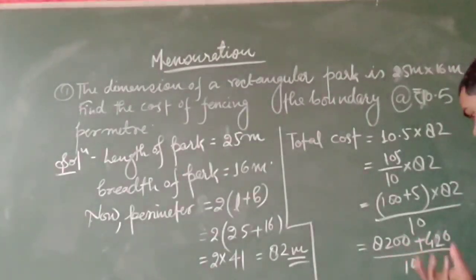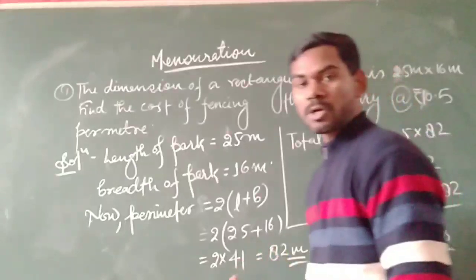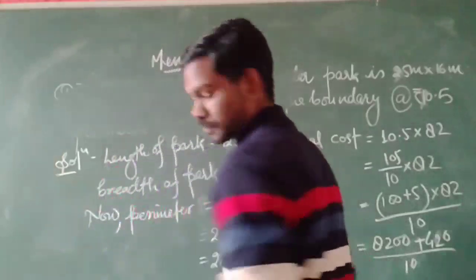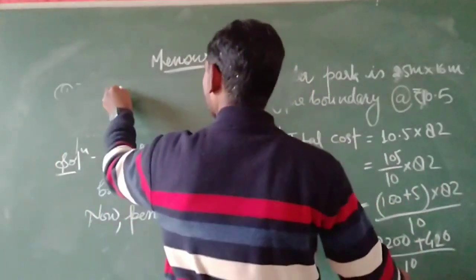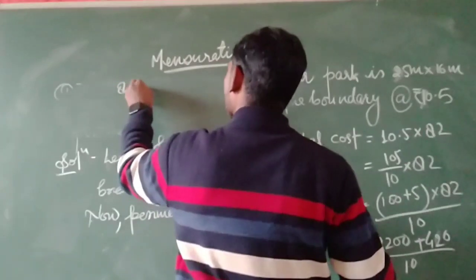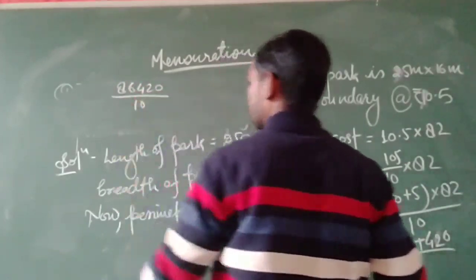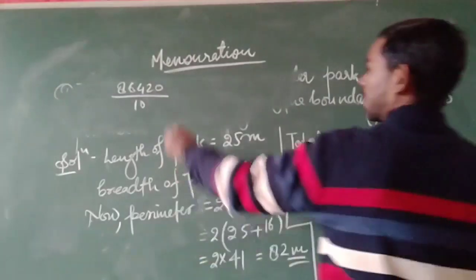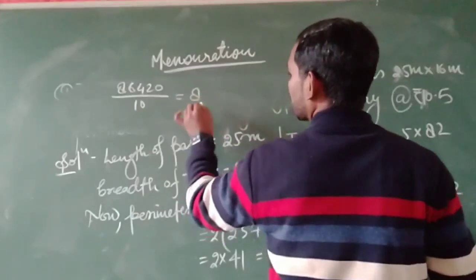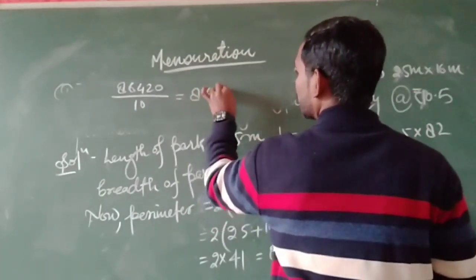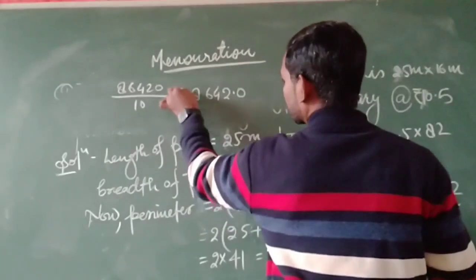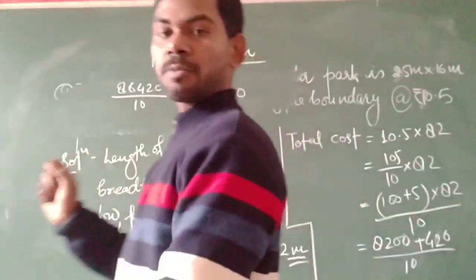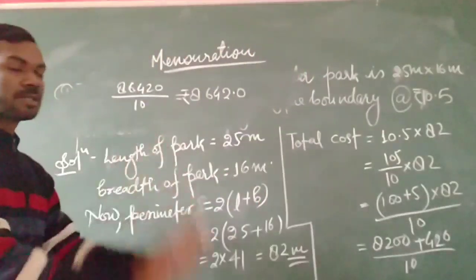So I hope this solution is clear. Now when we solve, we get the following result: 86420 upon 10. This is the total product. And after solving, we get 8642.0. This is the total cost of fencing the wall. So I hope the solution is clear.